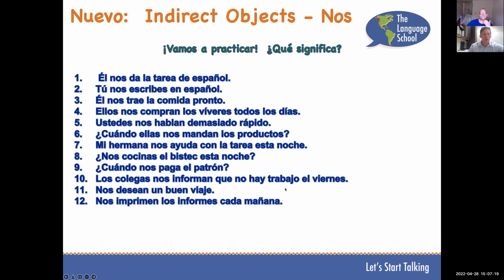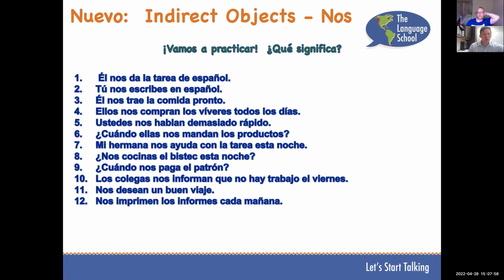All right. ¿Qué significa? Número 1. Él nos da la tarea de español. ¿Qué significa? Él nos da. So it's us, you said, right? Nos or les? Nos. He gives us the Spanish homework. Yep. 2. Tú nos escribes en español. You write to us in Spanish.